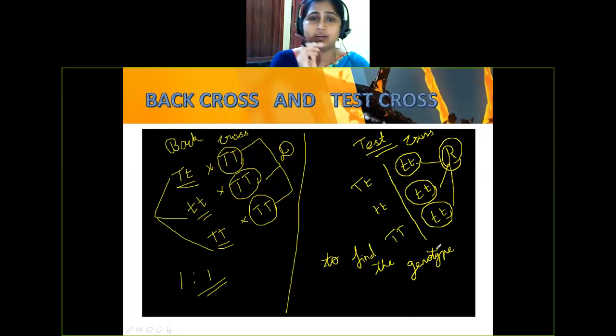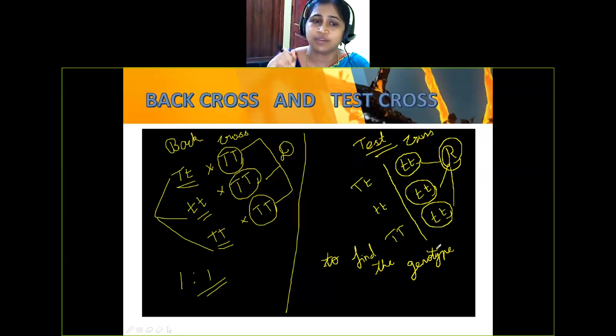One example I'll tell you. There is a plant which bears a purple color flower. Find out the genotype of the particular plant. How will you find the genotype of the particular plant? Either you'll go for the back cross or test cross. Think. We will go for the test cross because the question says in the beginning, find out the genotype of the plant which bears purple color flowers. So I have to find the genotype, so I should go for a test cross.